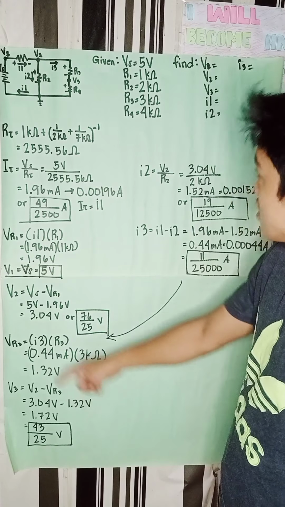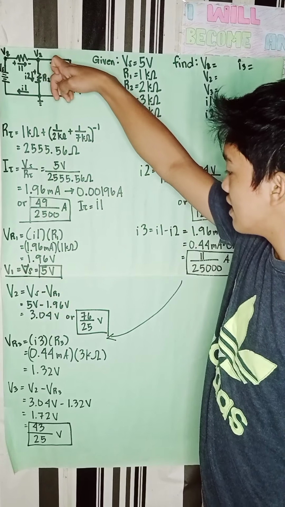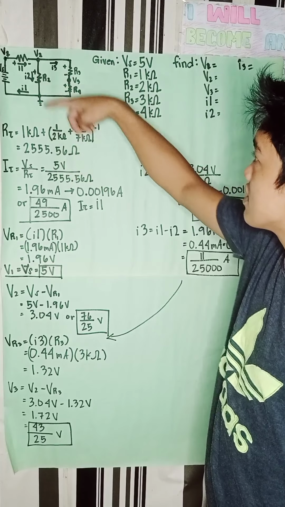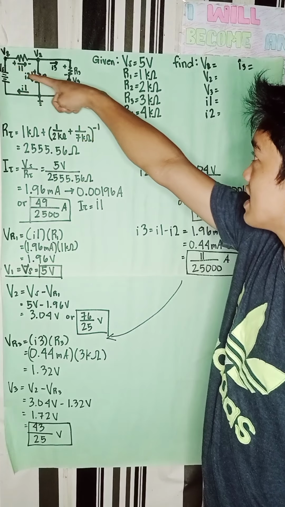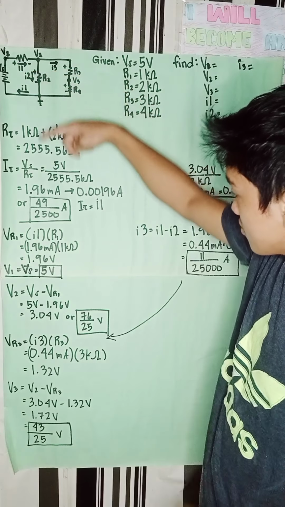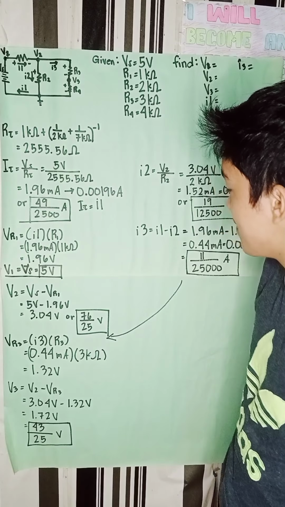So next is solving the V1. In this circuit, V1 is equal to Vs because there is no resistance in this circuit. So V1 is equal to Vs, so it is equal to 5 volts.